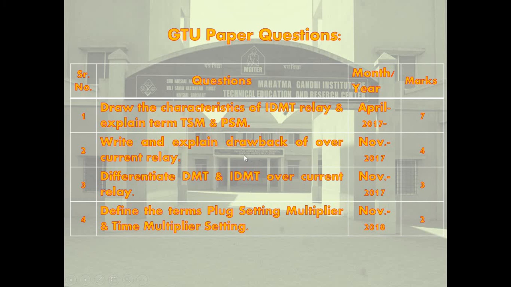Now there are a number of GTU exam questions. First is draw the characteristic of IDMT relay and explain the terms TSM and PSM. Second is write and explain drawbacks of overcurrent relay. Next, differentiate DMT and IDMT overcurrent relay. Next, define the terms plug setting multiplier and time multiplier setting. This question is asked in the GTU paper with an example. It is 2 marks for these terms and 5 marks for the example.